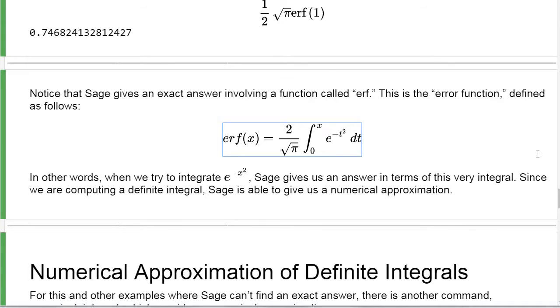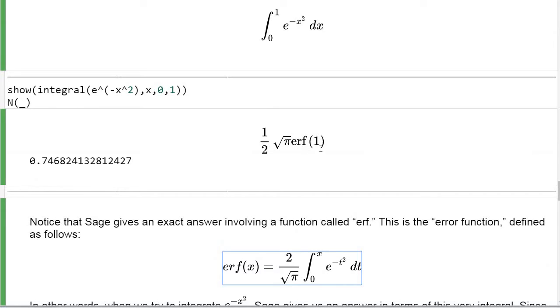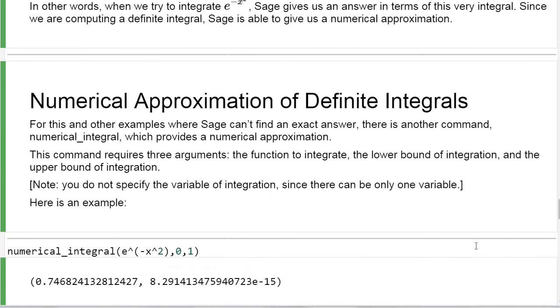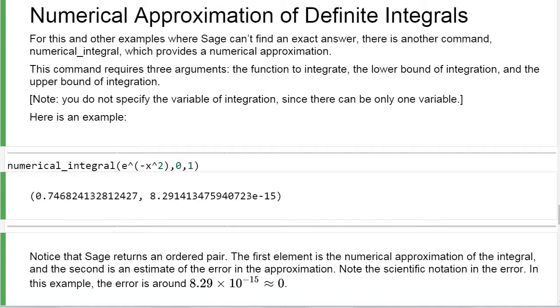So Sage's answer is kind of circular. Erf of 1 is basically this integral with some adjustments of the constants. This is where this 1/2 square root of pi comes from, adjusting this constant. So Sage really hasn't done anything but plug these numbers into the definition of erf. It will convert this to a decimal, just using the n command. There's another way to get numerical approximations of definite integrals if it doesn't have an elementary antiderivative.